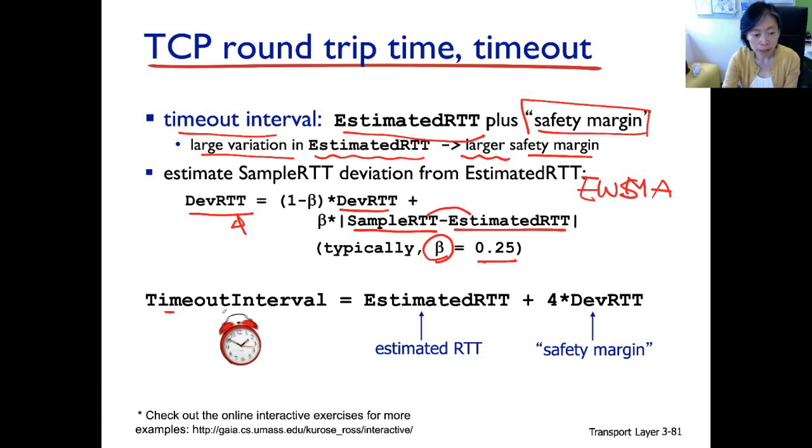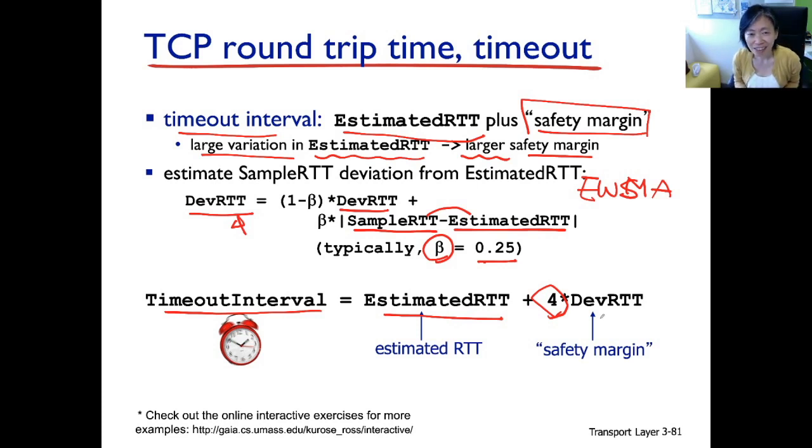So finally, the timeout interval there is the estimated RTT plus 4 times the deviation of RTT. Okay, so the safety margin covers the deviation, the variations of RTTs. But the timeout interval is actually what? The average plus 4 times the deviation. Oh, what does that mean?